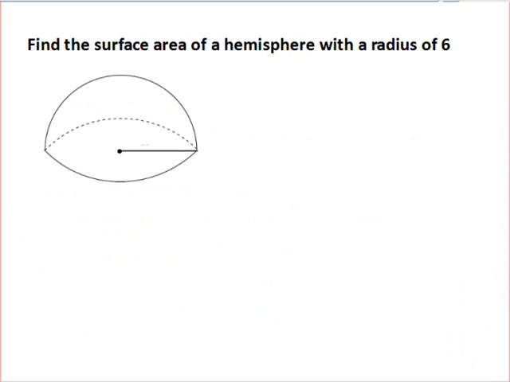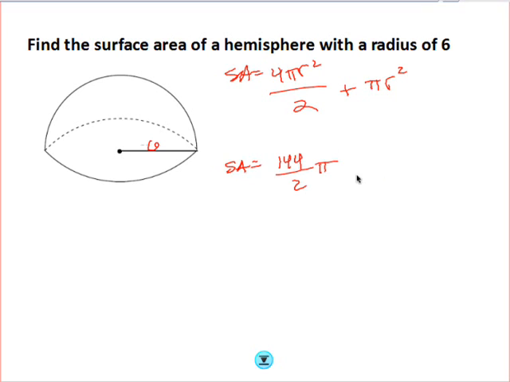If we were finding the area of a hemisphere, we would do the surface area, which is 4 pi r squared, and then we would cut that in half. And then to that, we would add the area of the base, or the area of that half part, which is pi r squared. So here's what that looks like. This is a radius of 6, so that is 4 times 36 is 144 over 2 pi plus 36 pi. So this is 72 pi plus 36 pi, and that's 108 pi. This is the surface area of that hemisphere.